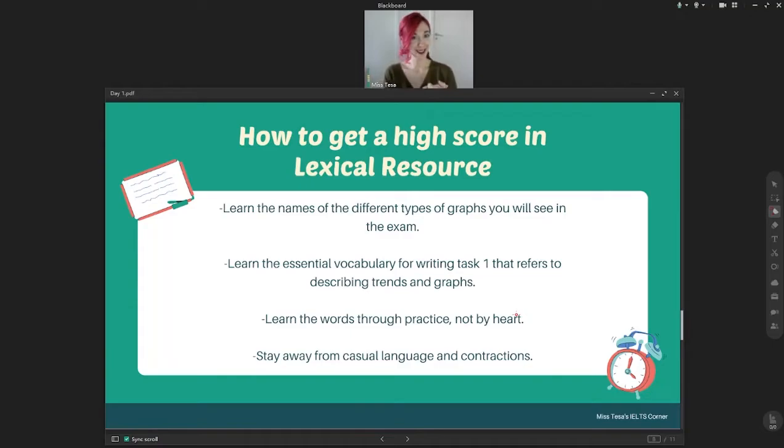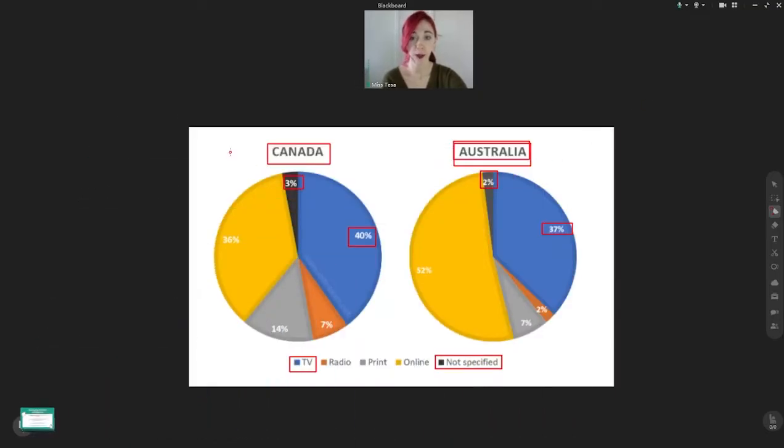Okay, next let's move on to this one. This is lexical resource, or as we said, vocabulary, okay? So how do we get a high score in lexical resource? Well, first of all, the most basic thing you can do is learn the names of the different types of graphs. For example, this is a pie chart.